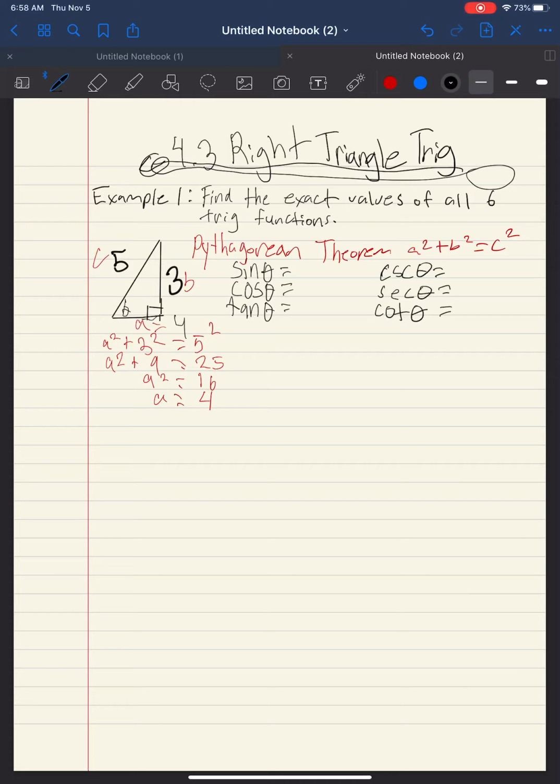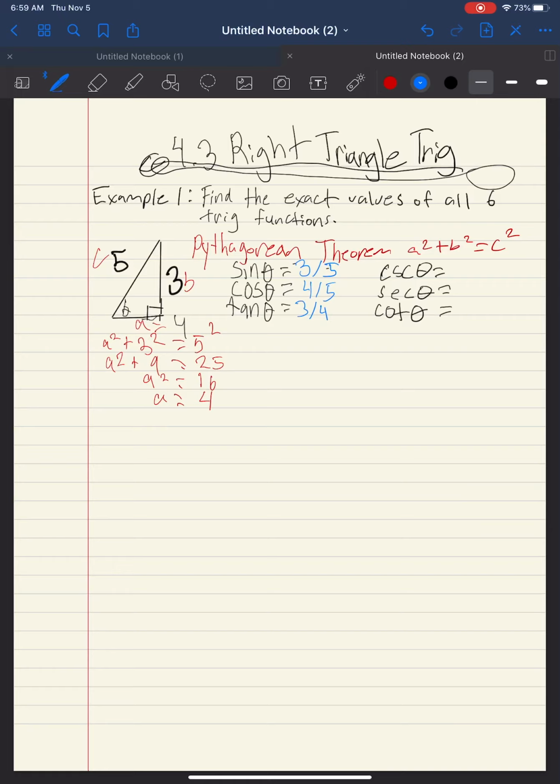Now that I got all of the sides of my triangle, we just do SOHCAHTOA. Sine is opposite, so the theta is right there. Opposite is 3 over hypotenuse, which is 5. And actually, let me use a different color. So it'll be 3 over 5. Cosine is adjacent over hypotenuse. The adjacent one is 4 over 5. And then tangent is opposite over adjacent, which is 3 over 4.